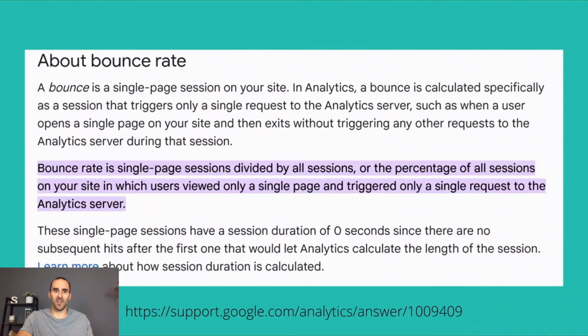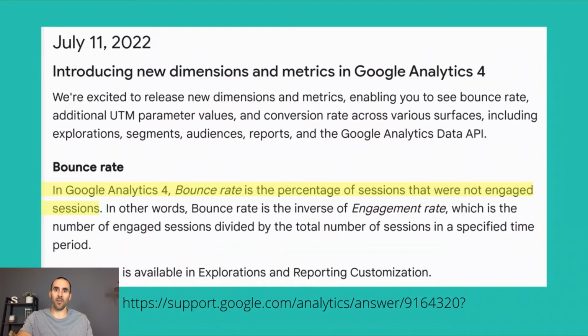So here's the definition of bounce rate for Universal Analytics. Bounce rate is single page sessions divided by all sessions, or the percentage of all sessions on your site in which users viewed only a single page and triggered only a single request to the analytics server. In layman's terms, this means that a user came to your website, they looked at one page, only one page, and then they left. Now, that's different with the bounce rate that you'll see in Google Analytics 4.